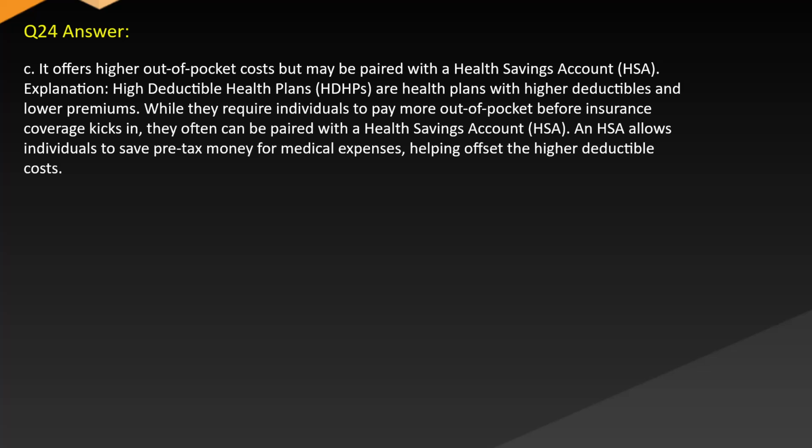Answer: C. It offers higher out-of-pocket costs but may be paired with a health savings account, HSA. Explanation: High deductible health plans are health plans with higher deductibles and lower premiums. While they require individuals to pay more out-of-pocket before insurance coverage kicks in, they often can be paired with a health savings account, HSA. HSA allows individuals to save pre-tax money for medical expenses, helping offset the higher deductible costs.